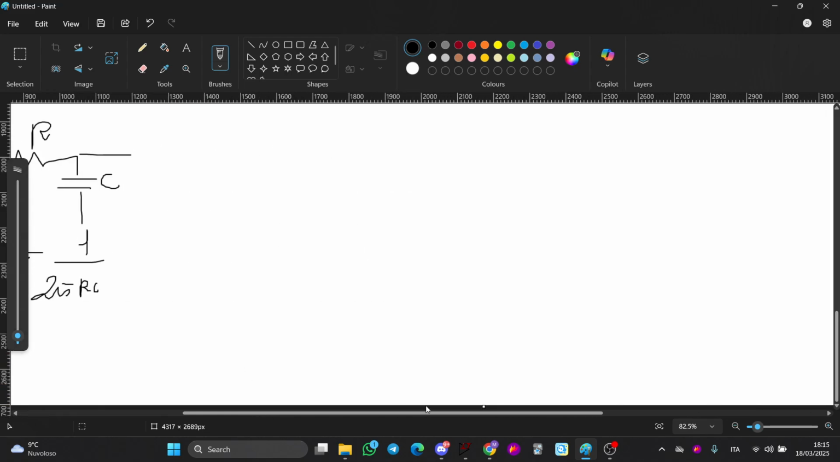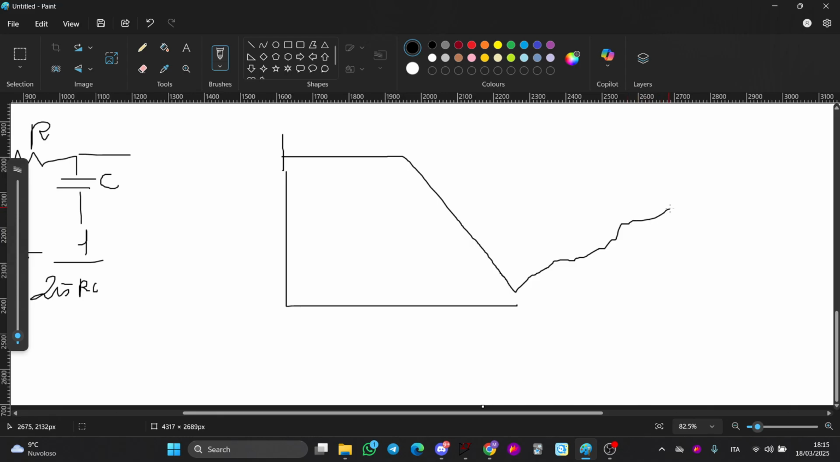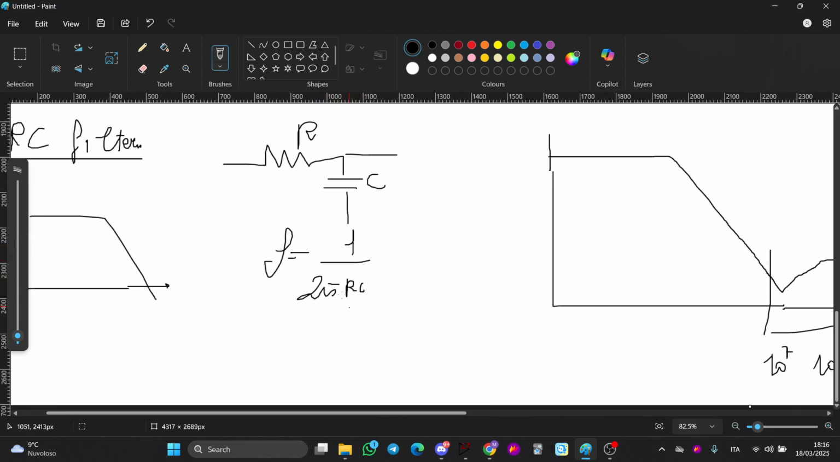A real RC filter response will look more like this. And this range here is at least 10 to the 7th, 10 to the 8th hertz. Why? Well, the reason resides in the parasitics of R and the parasitics of C, mainly.